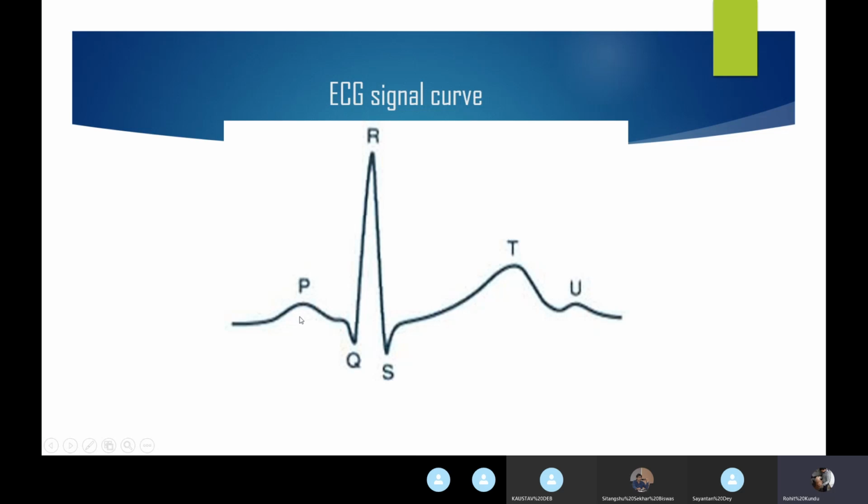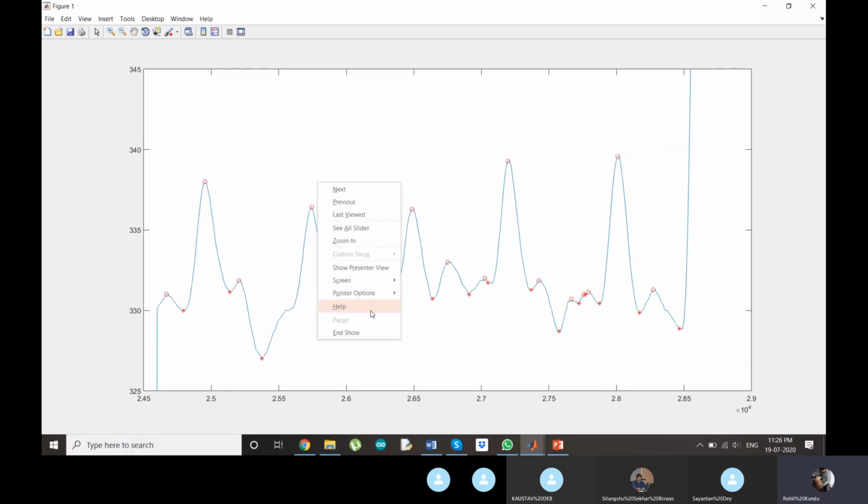Now, one thing is, this is an example of an ECG signal curve. You can see the first peak, P, Q, R, S, T. This is what Sir was talking about. So we have to simulate this using the PPG signals. So let me just show you.